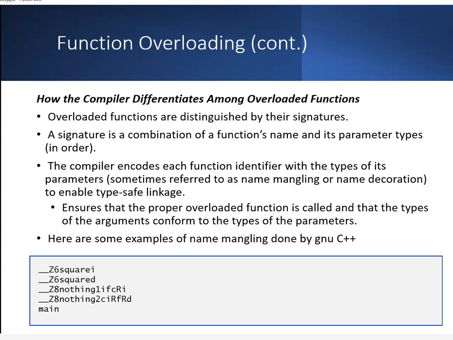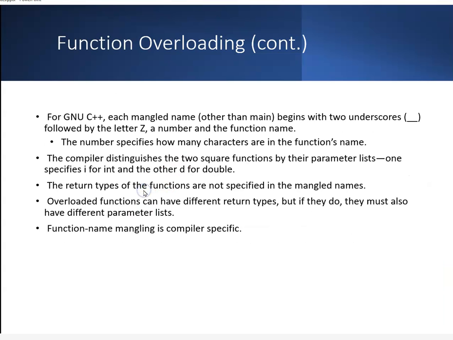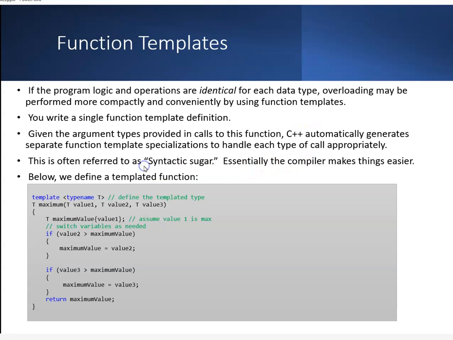Here are some examples of name mangling. Name mangling is the way the compiler rewrites functions to make them unique. And you don't need to understand how the mangling is done, just that the concept exists. And each compiler may do name mangling differently, too. Return types aren't part of the mangled name, and return types aren't part of the variance for overloaded functions. Two functions that only vary by return types will not compile correctly.